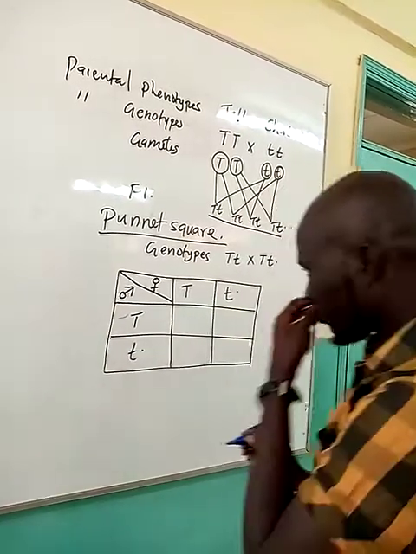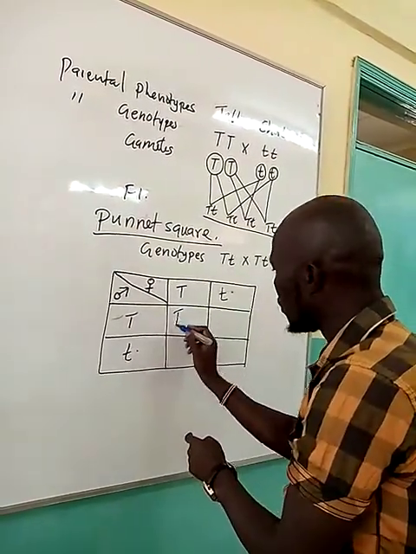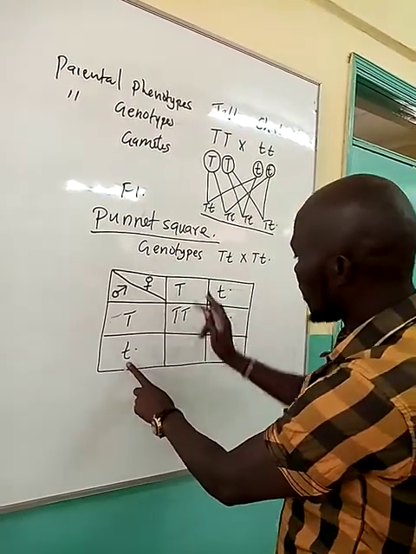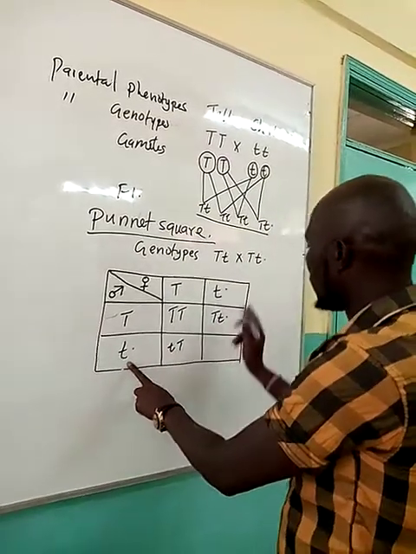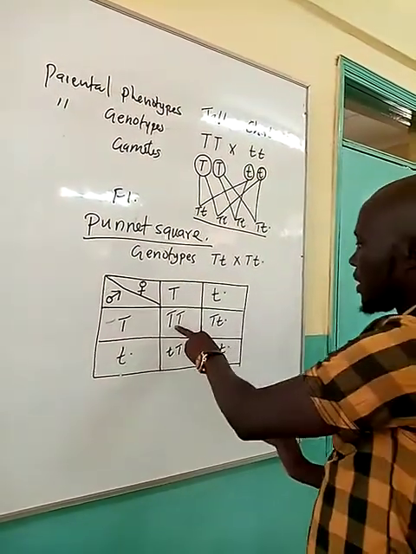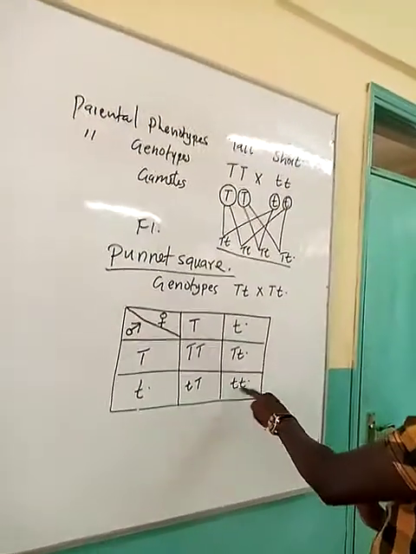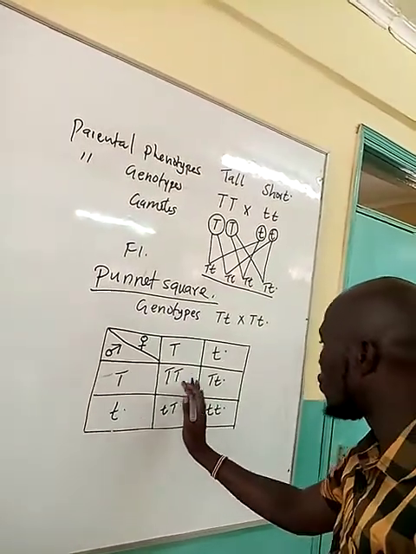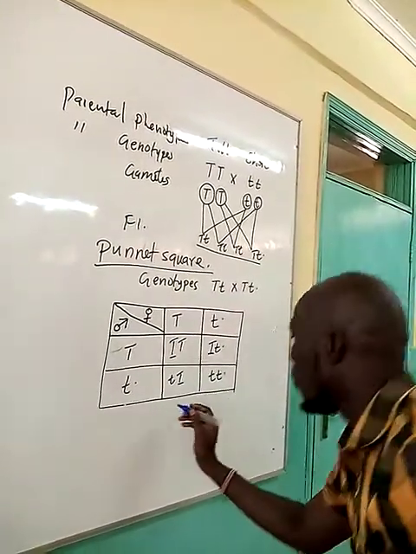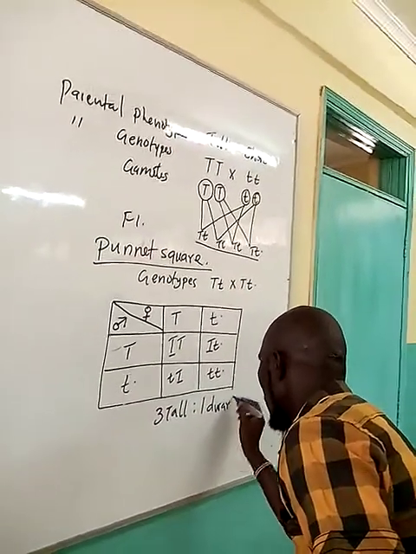small t. When we start crossing this with that, we get capital T, capital T. The capital T and this, we have capital T, small t. This with that, we have small t, capital T. Then that one, we have small t, small t. When you look at the offspring here, that is capital T capital T, capital T small t, small t capital T, and small t small t. You can now see that where there is a capital, that denotes the tallness. So we have three tall to one dwarf, which you can see from that cross.